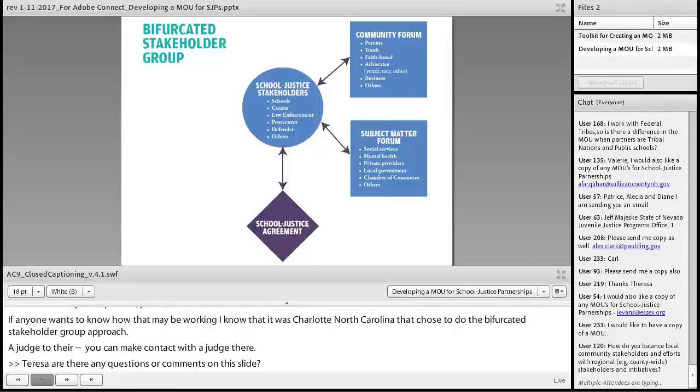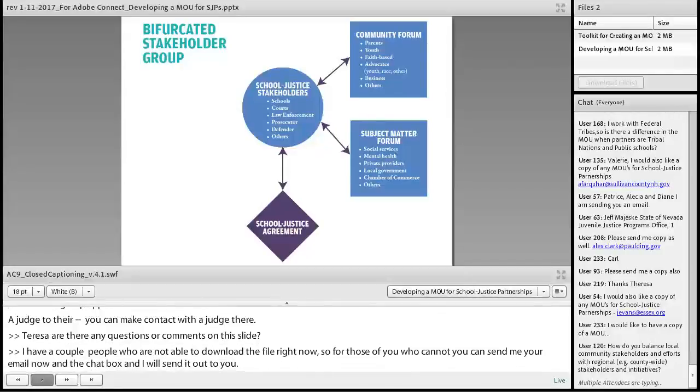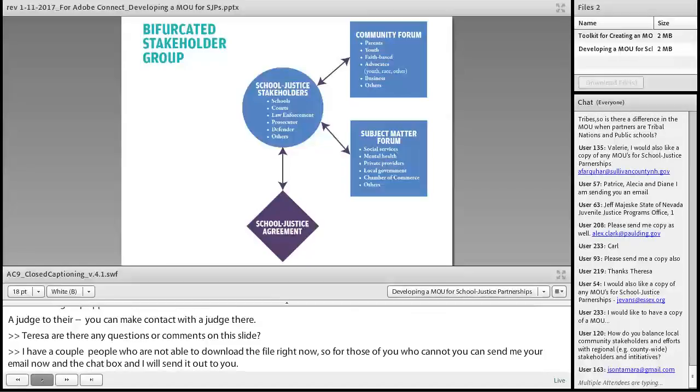I do have a question, a personal question. Oh, we just got a question. How do you balance local community stakeholders and efforts with regional, for example, countywide stakeholders and initiatives?